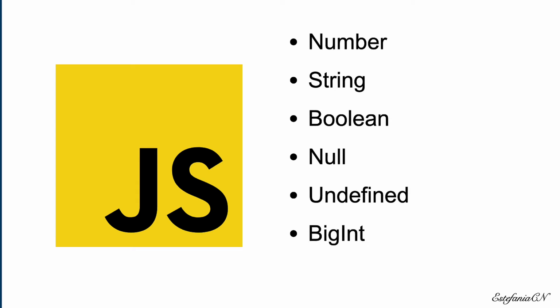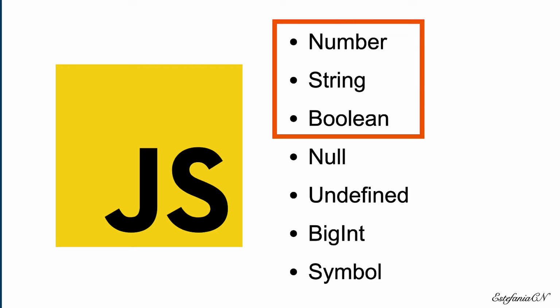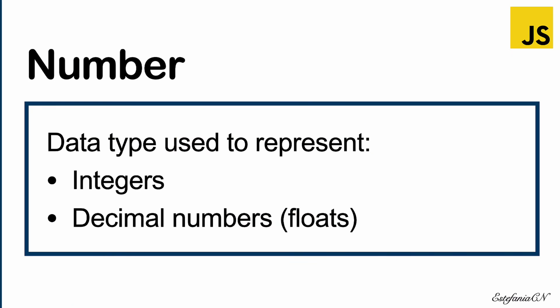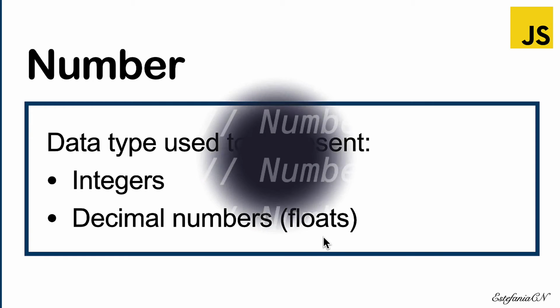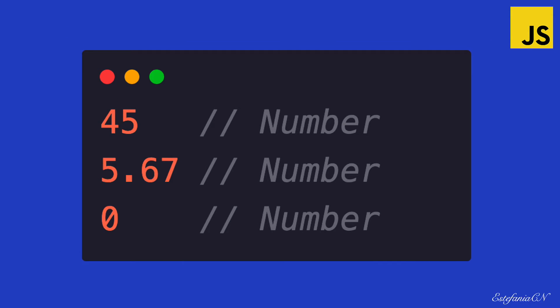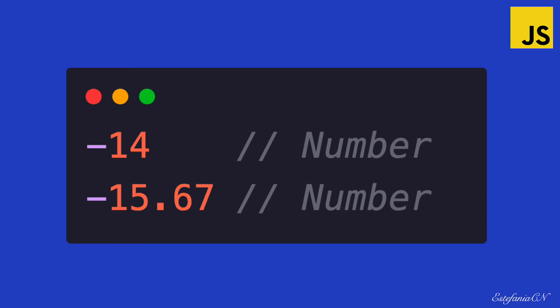Now, for JavaScript, we have these primitive data types: number, string, Boolean, null, undefined, BigInt, and symbol. But actually, the ones that we will be using most commonly are the first three that you can see right here: number, string, and Boolean. Let's start with number. Number is a data type used to represent integers and decimal numbers. In programming, we call decimal numbers floats. These are some examples of numbers. 45, this is an integer, this is a decimal number, you can see the decimal point right here. Negative numbers are also considered part of the number data type.